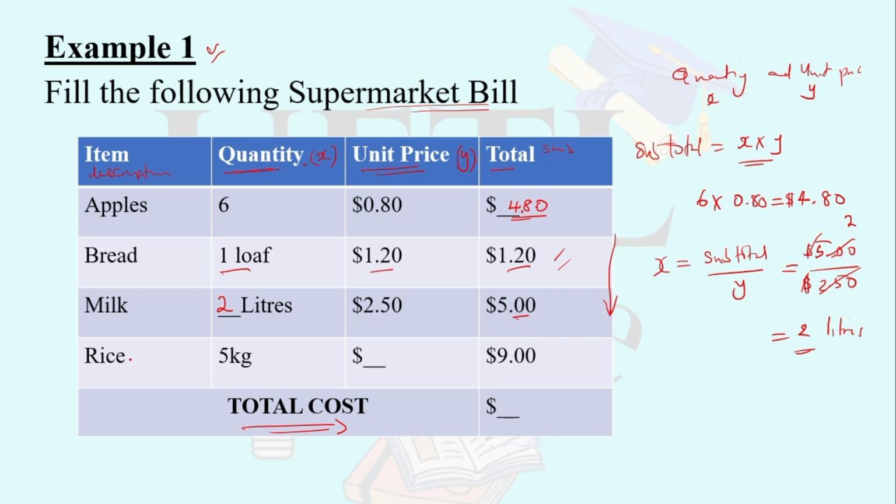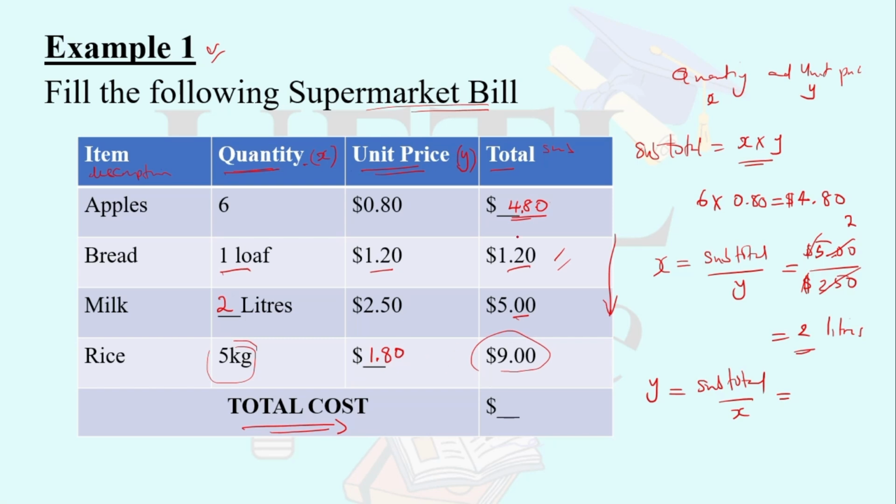Then the next thing is rice. For rice, we are given the quantity, how much rice you had, and the total price. Our duty is to find how much 1 kg of rice costs. So in this case, we find y, using the same formula, subtotal over x. We're going to say 9 over 5, which gives us a unit price of $1.80.